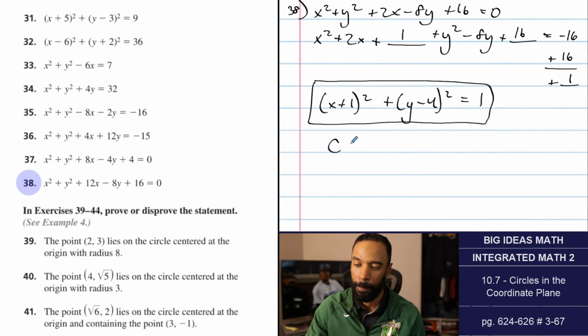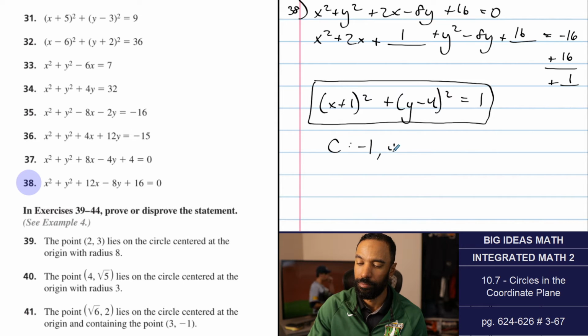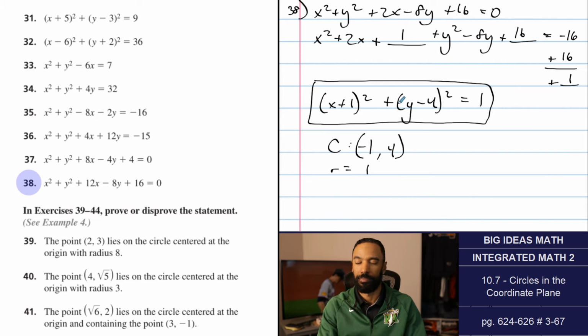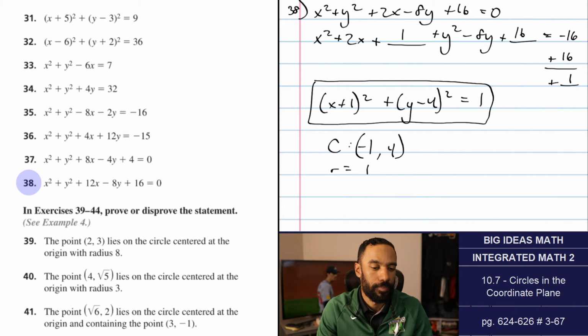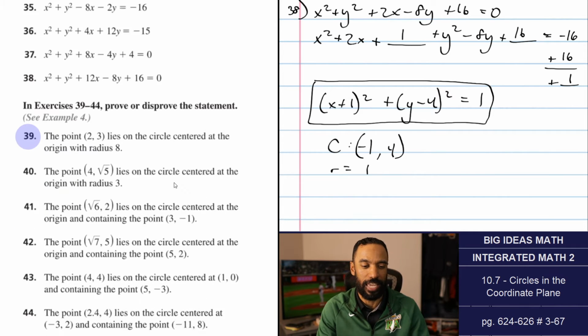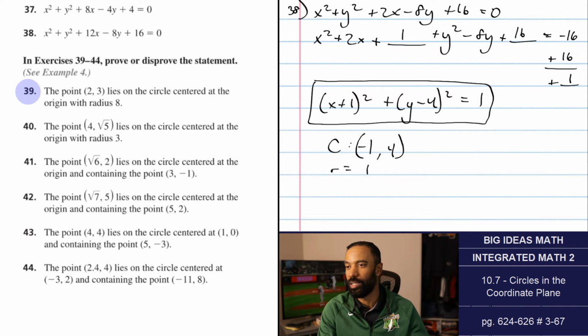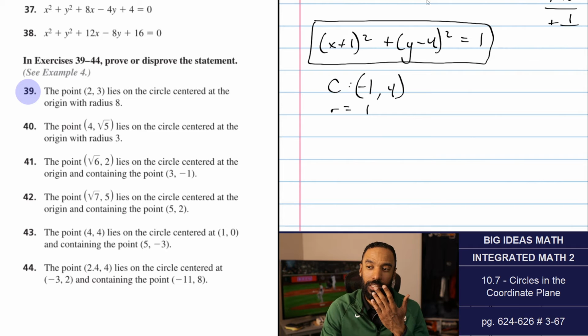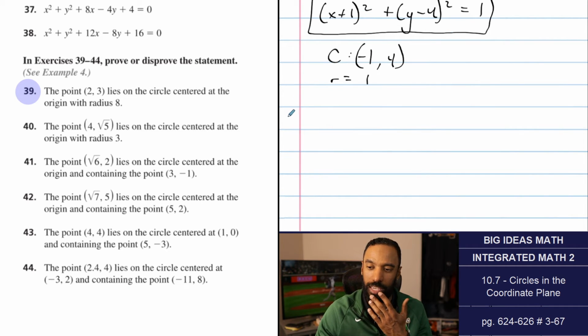The center is at negative 1, 4. And the radius is 1, the square root of 1. Numbers 39 to 44, we are going to prove or disprove the statement. And I hope that these work the way they say, see example 4, and the textbook did something on them. So let's see how they work it out.